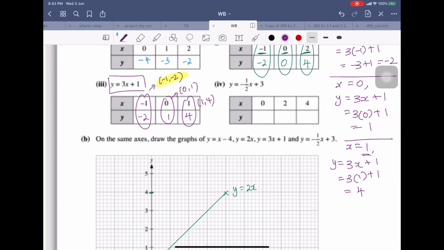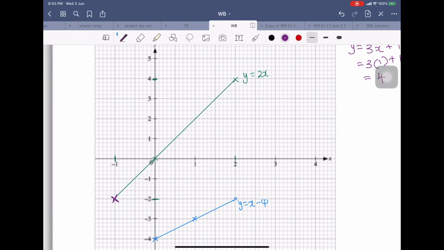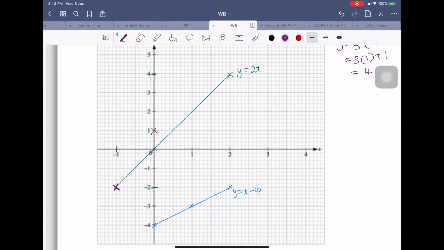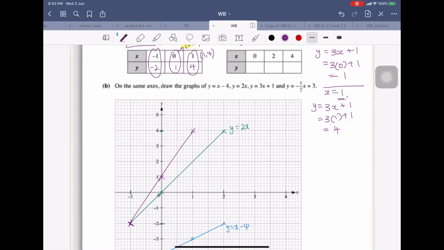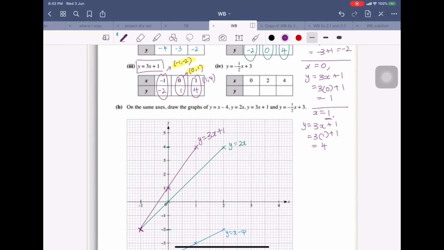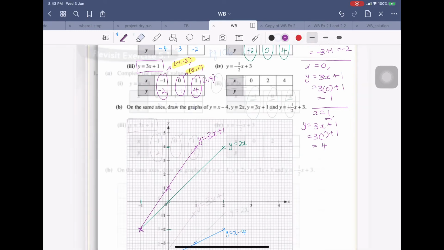Next is 0, 1. So x is 0, y is 1 here. Last one, x is 1, y is 4. So I join these 3 points with a straight line. And don't forget to label the equation. If you are confident, you can do part 4 yourself. If not, you continue to watch the video for part 4.